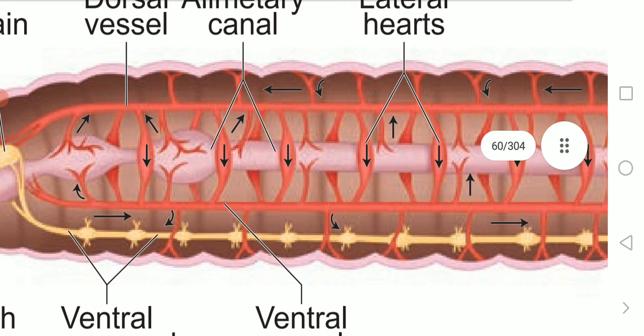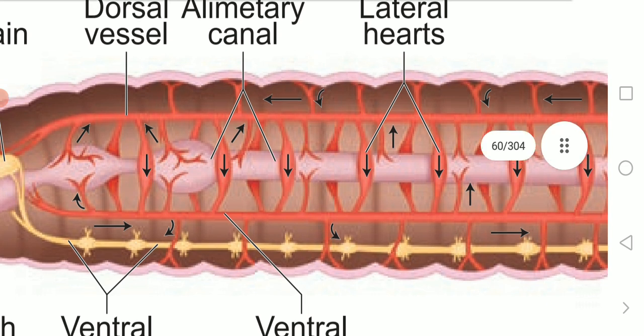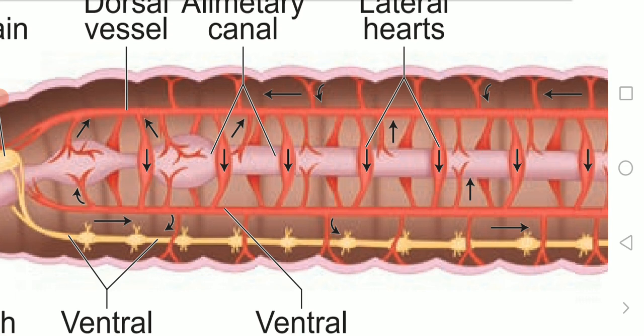There are paired valves present in the dorsal vessels. These valves are used to prevent backflow of the blood. The arrow marks given here show the connections of the blood vessels, and next to the arrow you can find the valves. Those valves prevent the backflow of the blood. The ventral vessel has no valves.